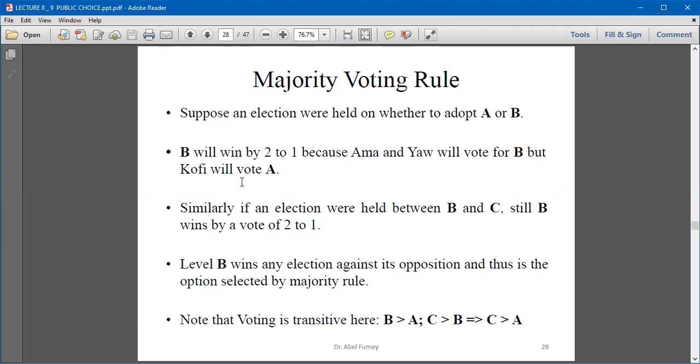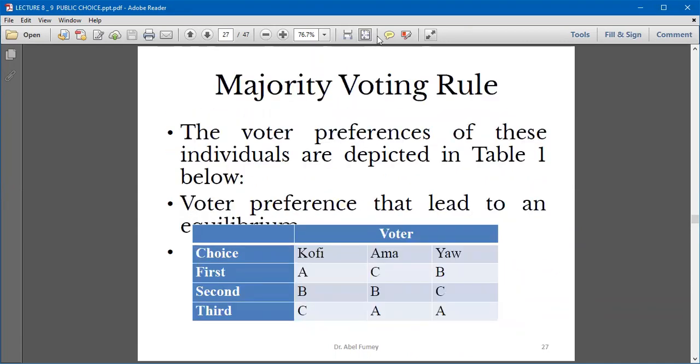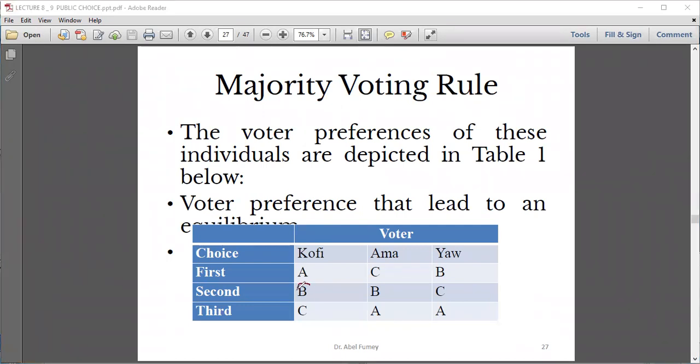Now let's look at what happens if we conduct an election between B and then C. If an election is conducted between B and C, Kofi is going for B because B comes before C. Then Ama will rather go for C, and Yao will go for B because for Yao's preference, B comes before C. So we are getting 2 Bs and 1 C, which means that when an election is conducted between policy B and C, policy B is winning as well.